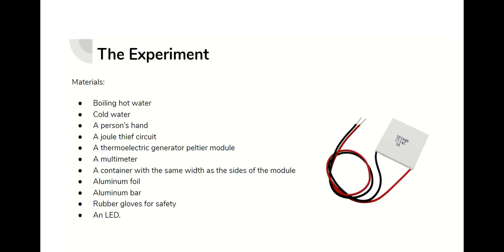You're going to need a joule thief circuit. I used a thermoelectric generator Peltier module, like the one shown on the right. I used a multimeter to measure the voltage. Then to hold the hot water and the cold water, I got a container that was the same width as the sides of the module. This way I could apply it. I had aluminum foil for one of the tests we will see later that involves insulation, an aluminum bar also for the hot and cold water test, rubber gloves because we are handling wires here and there's a voltage, and we're going to use an LED because we're going to see if we can power it.